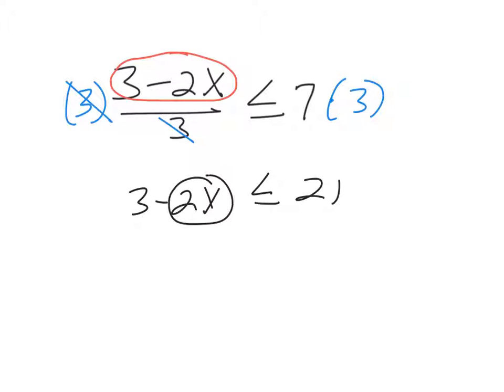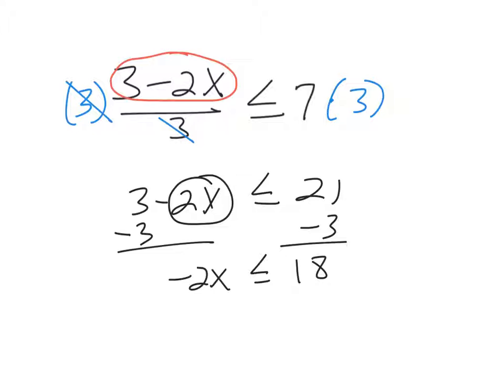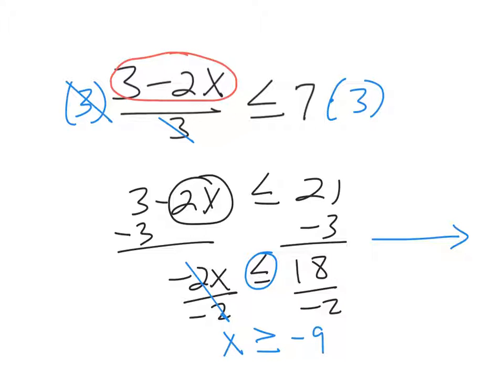Now, I need to solve for this x. That means I've got to get rid of the 3. The 3 is positive, so we're going to subtract. And I end up getting negative 2x is less than or equal to 18. When we divide by negative 2, the 2's cancel out, leaving me with x. I've got to flip the sign, and that is negative 9. So all the numbers that are greater than or equal to negative 9, so there's negative 9. It's solid because it's greater than or equal to, and greater than is to the right.